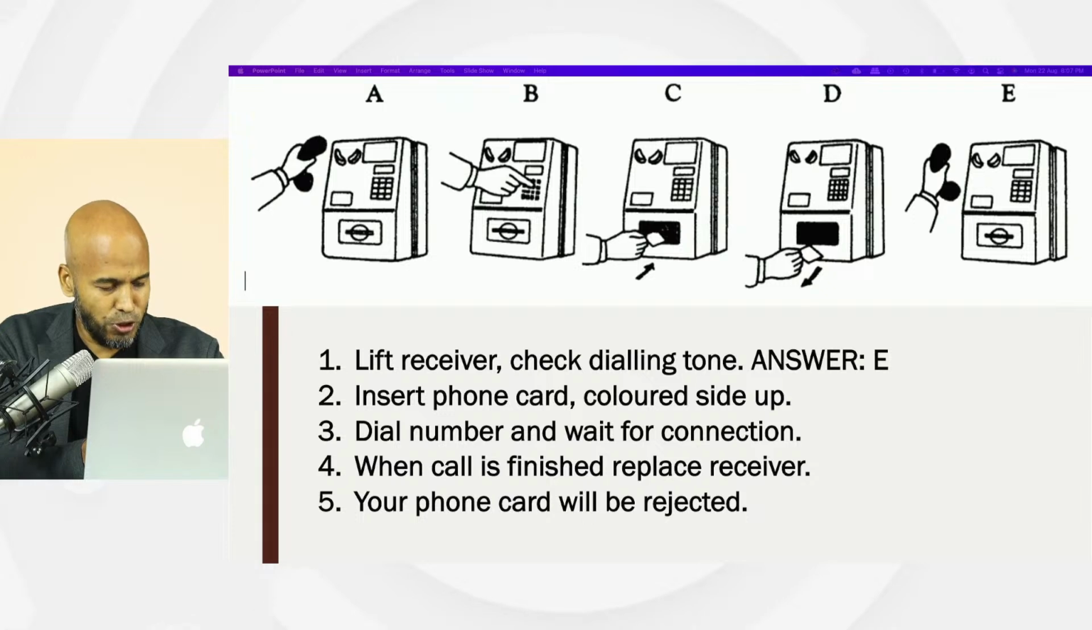So number 4 should be A. Now come to statement number 5. Your phone card will be rejected. There is only one, as you know by this time. D is the answer. Okay, awesome.